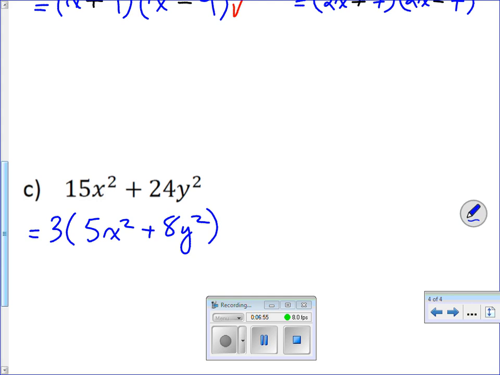And it looks like we're actually done. There's nothing else we can do. There is no perfect square. There is no square root for 5x squared that comes out nice, and there is no square root of 8y squared that comes out nice. So we are done.